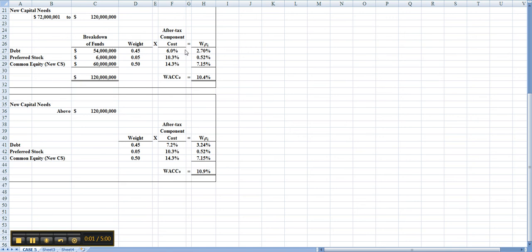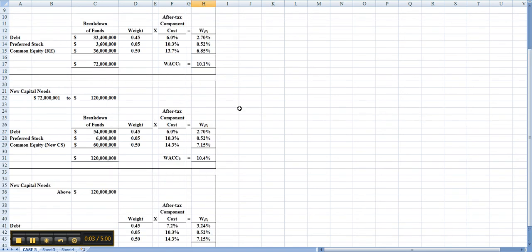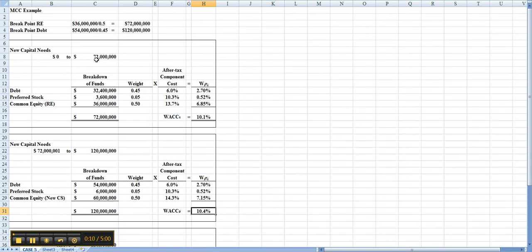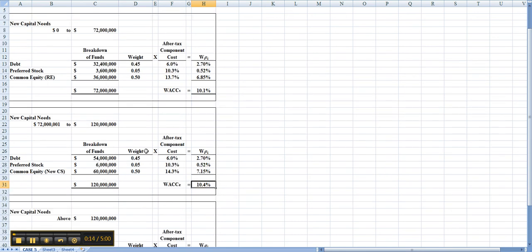So then once you had the schedule completed, you have 3 different levels of WACC, and the WACC that you'll use depends on how much money you need, what your capital budget's going to be. But we don't really know what our capital budget is until we know which projects we're going to do. And we don't know which projects we're going to do until we compare them to our WACCs.